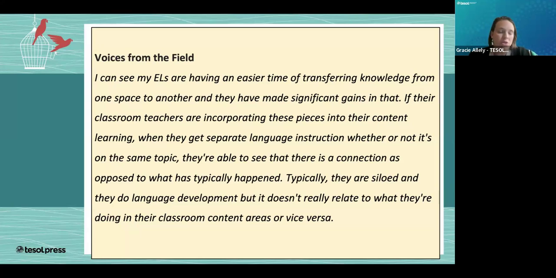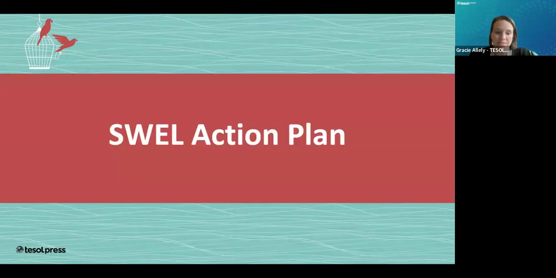So this just goes to speak to the power of integrating content and language, when they can really make those connections and see why they're learning this language and be able to then digest more content because they have those language skills already or are building on them. In addition, how powerful when they're receiving this language instruction across the entire school day, across the entire week and semester and year. It helps reinforce what they're learning and, again, make those connections between their classes.